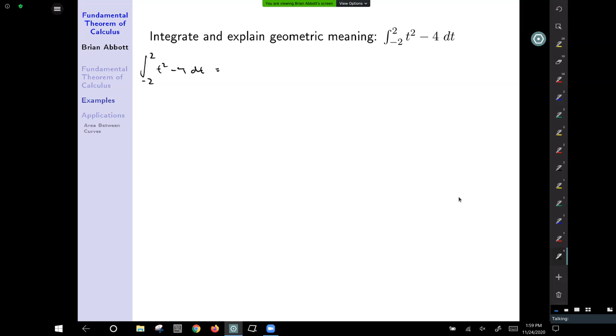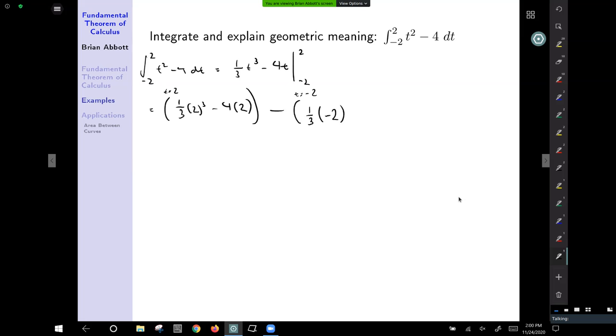So using the power rule, we see that 1/3 times t to the third power has derivative t squared. Minus 4: what has derivative of 4? Well, 4 times t has derivative of 4. Now we take into account the fact that we're doing a definite integral, and so we're going to evaluate this from -2 to 2. That means take the expression and evaluate it at t equals 2. So 1/3 times 2 to the third power minus 4 times 2, and subtract evaluating the same expression at t equals -2. So 1/3 times -2 to the third power minus 4 times -2.